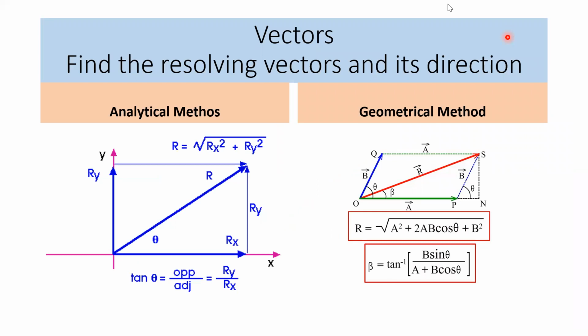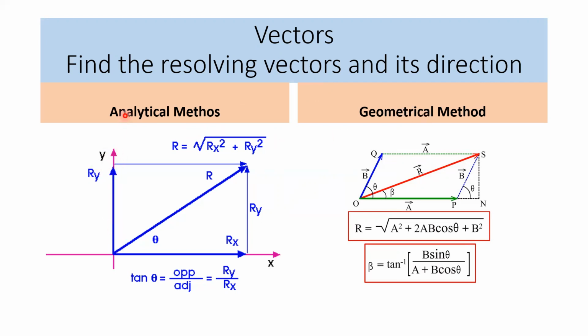The next is vectors. Vectors is one unit in kinematics. Vectors are a tool to find the net force or to find the total or relative velocity. That is why we will discuss vectors. So how do we find the resolving vectors and direction? There are two types of method. First is the analytical method, and the second one is the geometrical method.